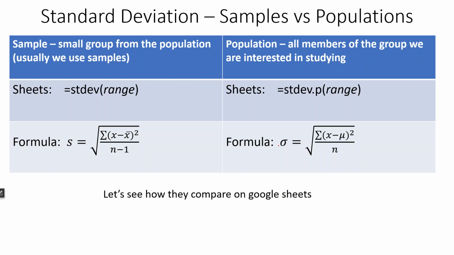All right, so here's just a little organization. Remember, samples are the small groups from the population. Usually we're working with samples, so most of the time we will work with samples. Populations is if we have everybody in the group that we're interested in studying. So all members of the group, that would be a population. Notice the word all there. Here's the formulas again for Sheets. STDEV for sample, STDEV.P for population. And the formulas again for sample versus population. So let's compare how they work in Google Sheets.